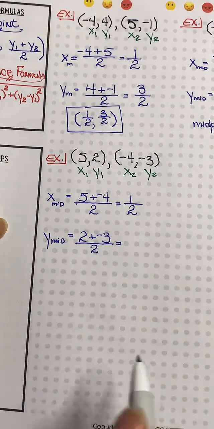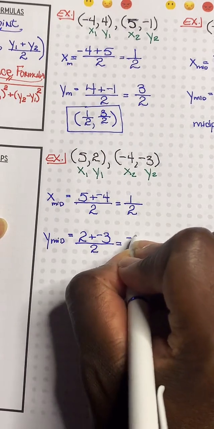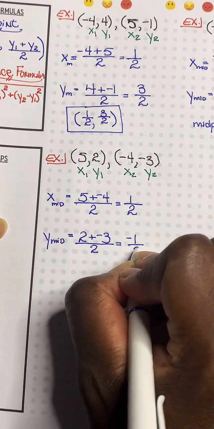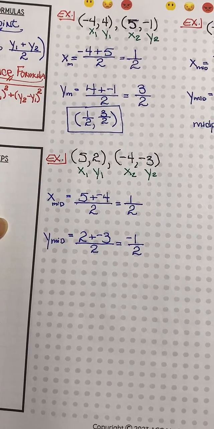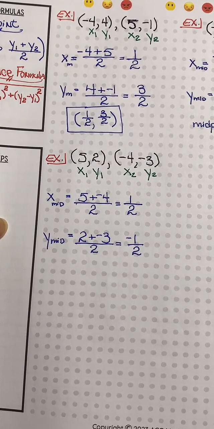So 2 plus -3, that gives me a -1 over 2. Yep, it's always going to be adding all the time. It's always going to be adding and then divide by 2.